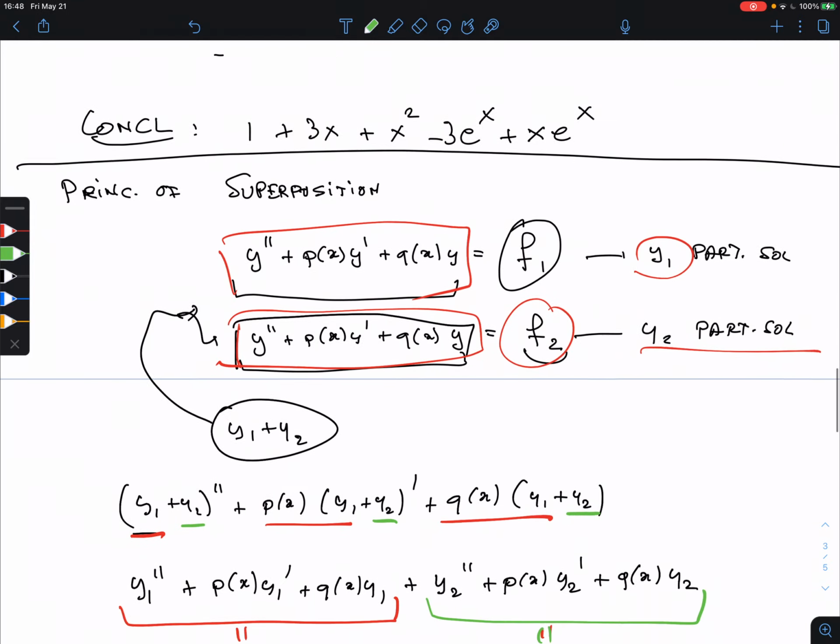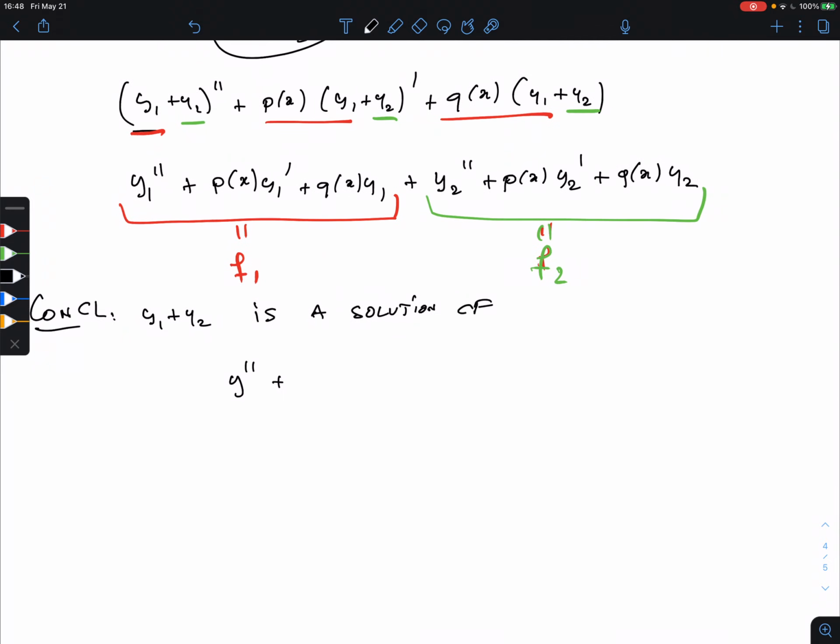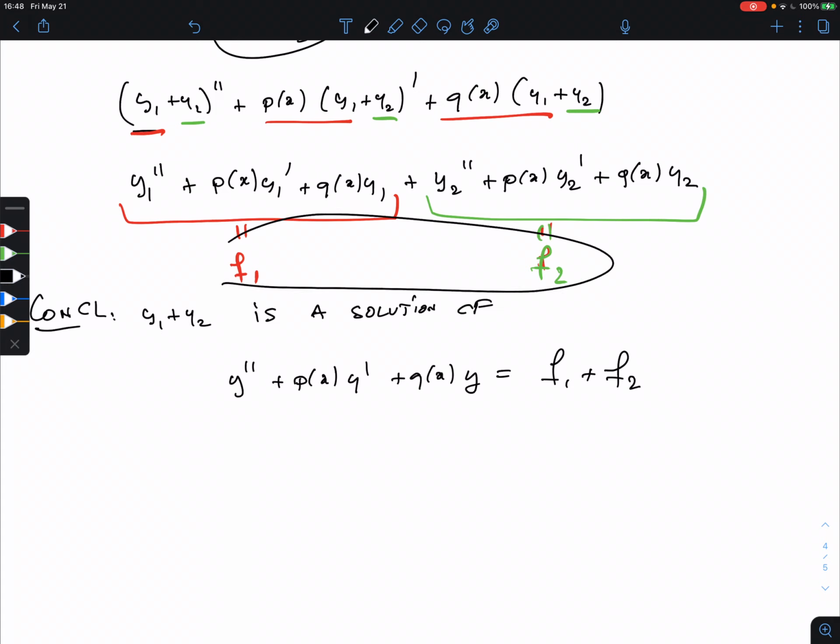So what I get is the conclusion that y1 plus y2 is a solution of the following equation: y double prime plus p(x) y prime plus q(x) y equals f1 plus f2, right? That's exactly what I get here, f1 plus f2. And this is exactly what I was saying. You have a force f1 and you have a force f2 that make the determined part of the movement, and the rest is the differential equation, of course.